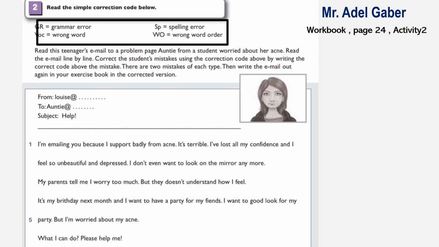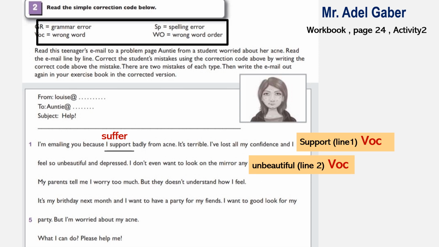Now, check your proofreading. In line one, the word support, it's a wrong word. The right word is suffer. In line two, there is a wrong word, it's unbeautiful. The right word is ugly. And also the word look on, it's a grammar error. It should be look in.